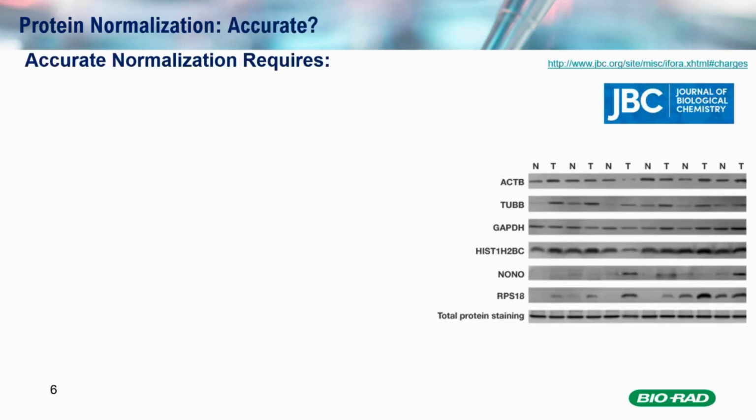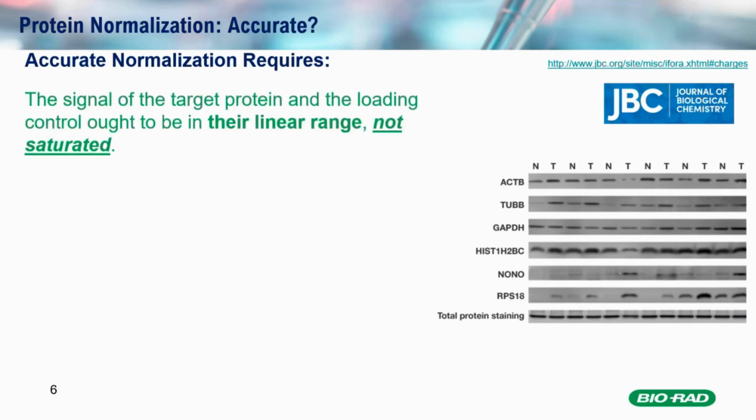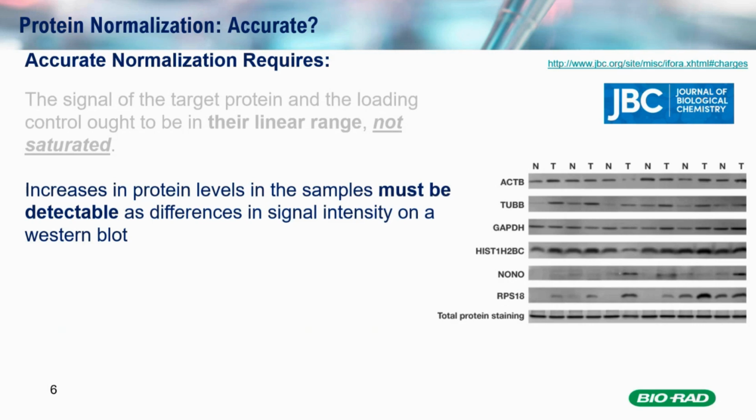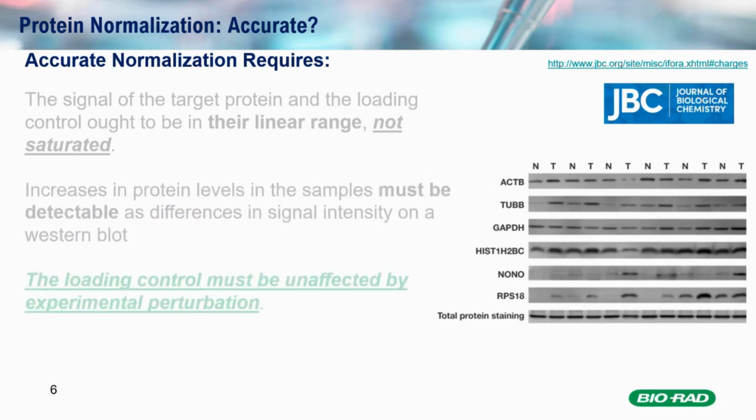And as you know, accurate normalization requires that your signals should be in the linear range and shouldn't be saturated, as in the example in this publication. As you see, some of the housekeeping protein signals are saturated or differ from one to the other. And it should be detectable when there are differences in signal intensity related to your samples or to your antibody amount, incubation time, and you should be able to detect this variation also in your blot.